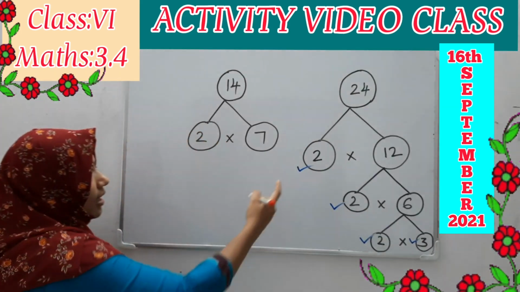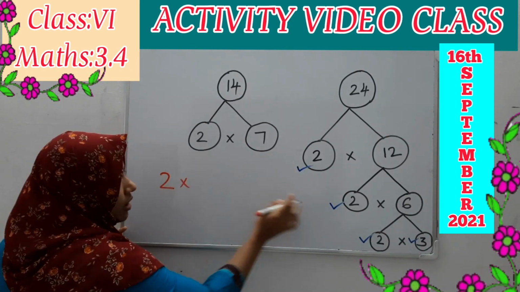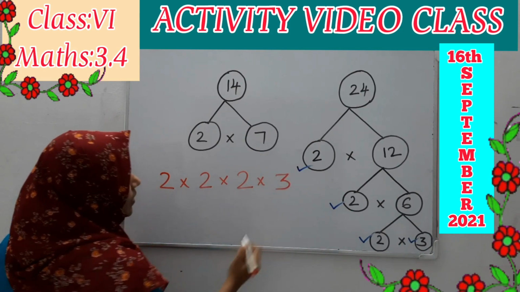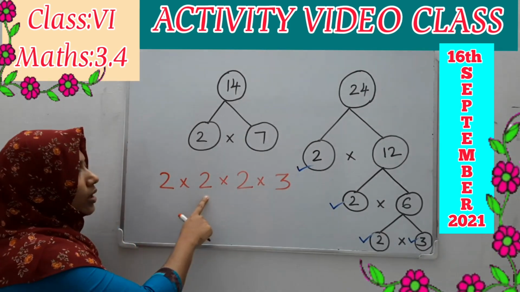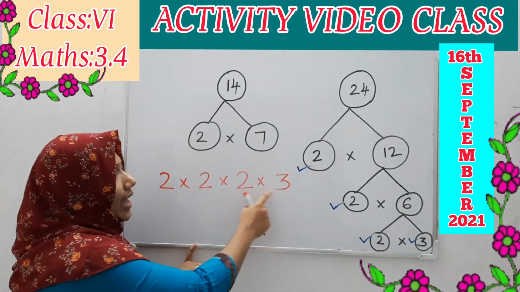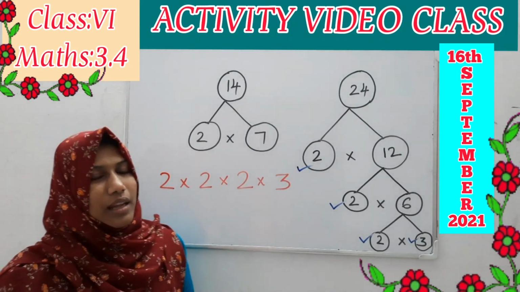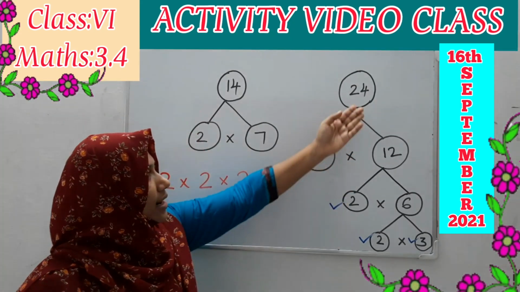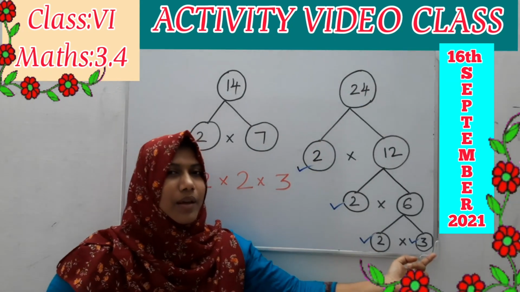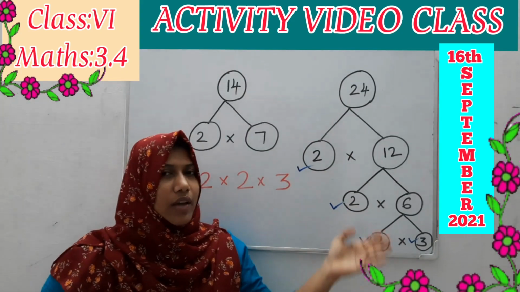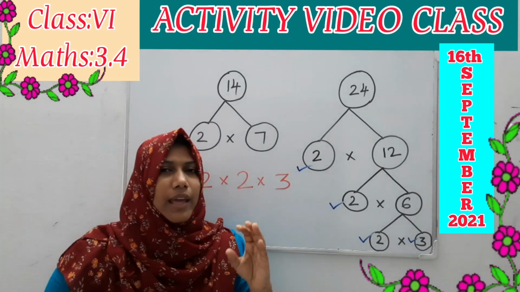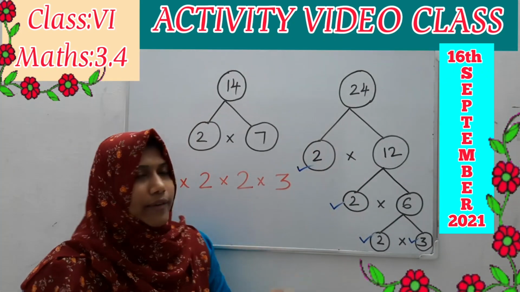We can check. Here we get 2 into 2 into 2 into 3. Check the product: 2 into 2 is 4, 4 into 2 is 8, 8 threes are 24. So we represented 24, the composite number, in terms of primes. This is the tree factorization method. These are small numbers, so we can easily arrange them using tree factorization.